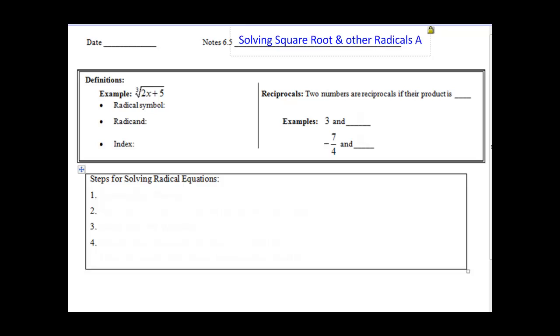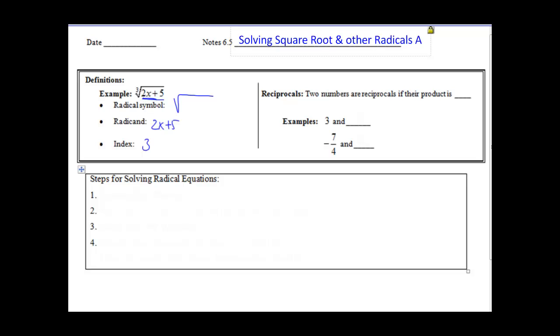Definitions. Radical symbol. What is the radical symbol? Well, we know that's that. Okay, what's the radicand? So we got the symbol. What's left from the part? Well, the radicand is the thing that's underneath the radical sign. So 2x plus 5. And then we know the index, which is 3.